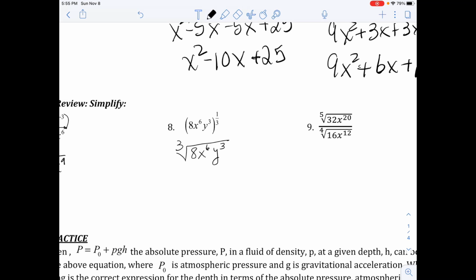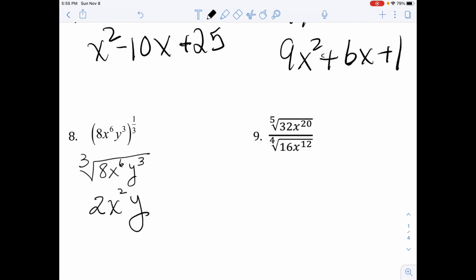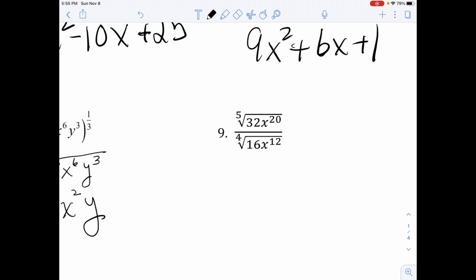And then we simplify. Cube root of 8 is 2. Cube root of x to the 6th, x squared. Cube root of y cubed, y. Number 9, we're going to do each individual index.